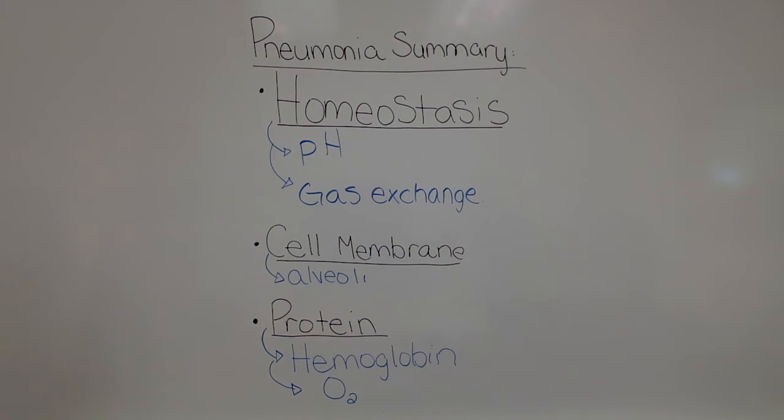In summary, pneumonia disrupts homeostasis through causing an imbalance in pH and insufficient gas exchange. The alveolar cell membrane is disrupted due to the pathogen creating gaps in the membrane. The proteins involved in gas exchange are disrupted and change shape as a result, all which happen in a person with pneumonia. Pneumonia is a very serious lung infection that could cause many complications and adverse outcomes, including death.